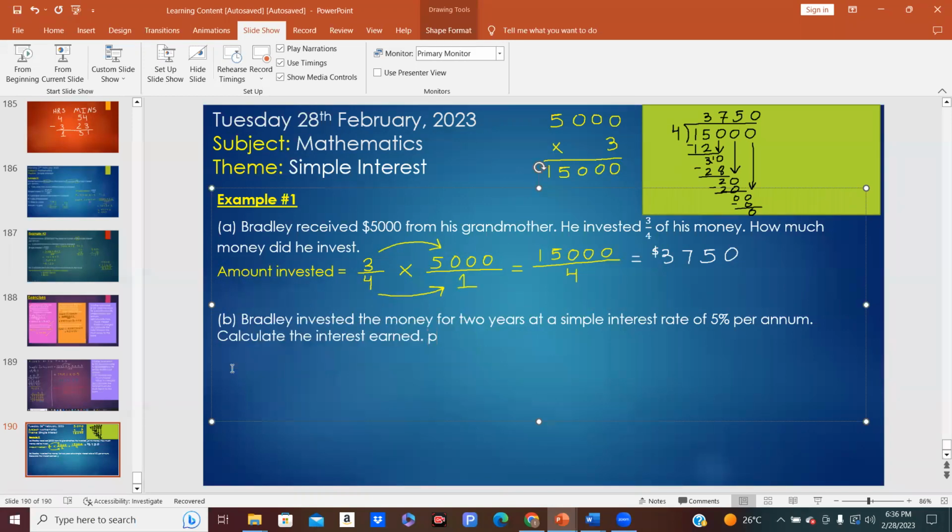Okay, so P is going to be what? We have to always talk about our principal. P is the principal, and the principal in this case is what? 3,750, very good. The rate is going to be what? 5%, very good. And the time is how much? 2 years, okay.